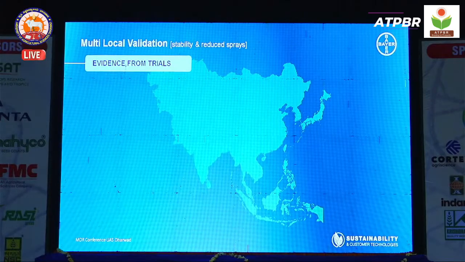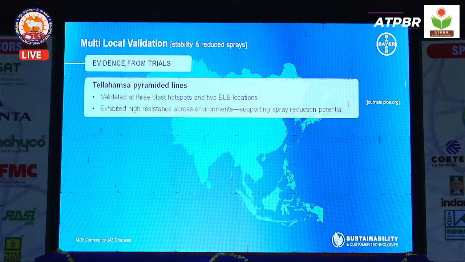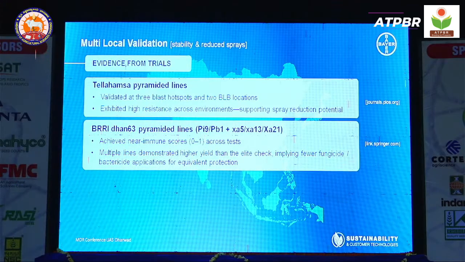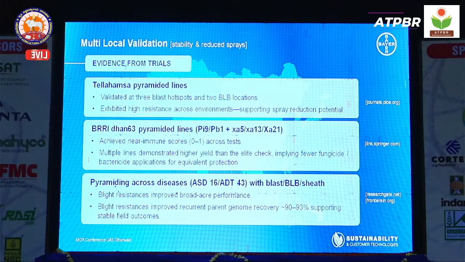And multi-local validation, evidence from the trials. Tellahamsa pyramided lines were validated at 3 blast hotspots and 2 BLB locations. They exhibited high resistance across environments, supporting the spray reduction potential. Similarly, BRRI Dhan 63 pyramided lines achieved near-immune scores of 0 to 1 across tests, and multiple lines demonstrated higher yield than the elite check, implying fewer fungicide and bactericide applications for equivalent production. Again, for ASD16 and ADT43 with blast, BLB, and sheath blight resistance.